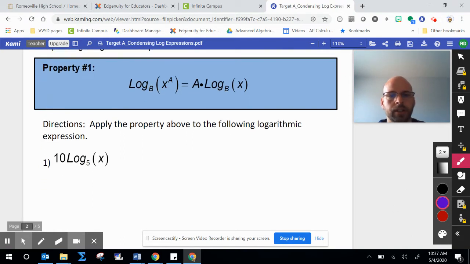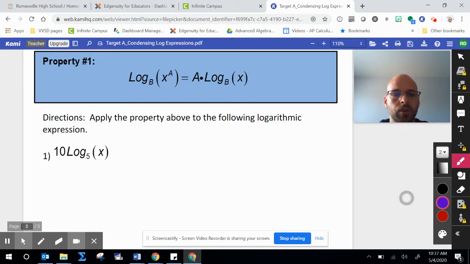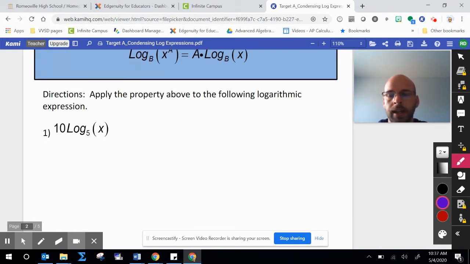We saw this exponential property of logs before. Anytime you have an exponent, that could become a coefficient, and that goes vice versa. So anytime I have a coefficient, I can write it as an exponent. So if you take a look at number one, I have 10 times the log base 5 of x.